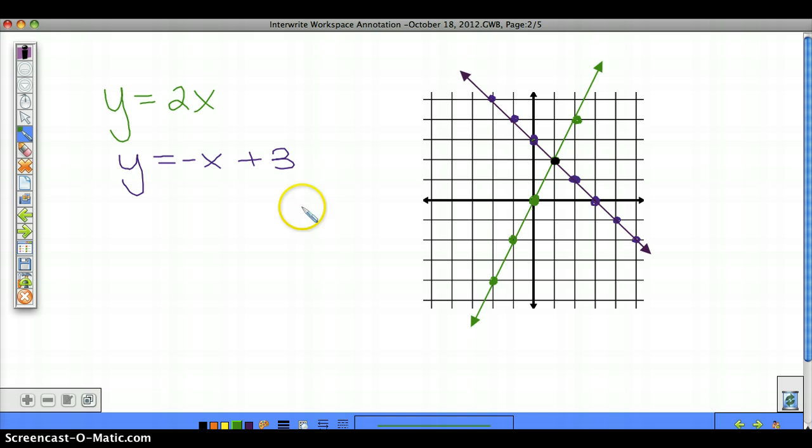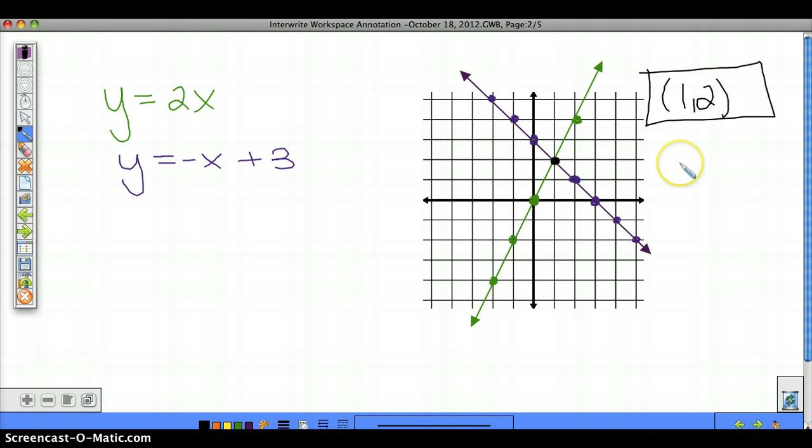Now my solution, or my answer to the problem, is going to be a coordinate. It's going to be where they intersect, so this black point right here. I would name my point as (1, 2). This is my answer. That's all we're looking for today.